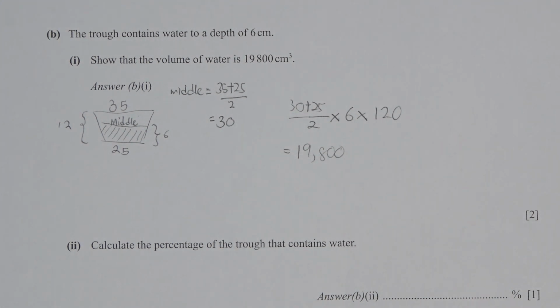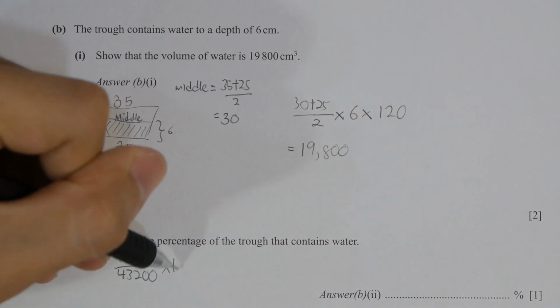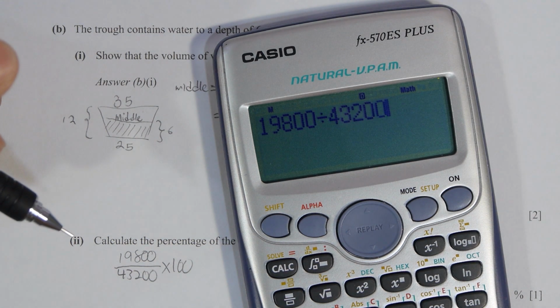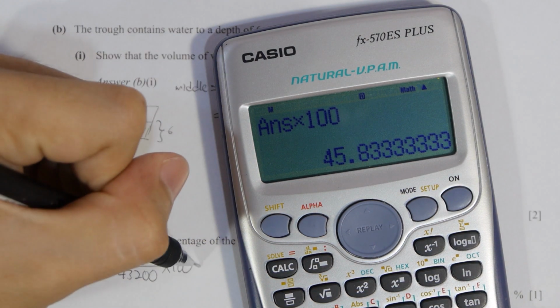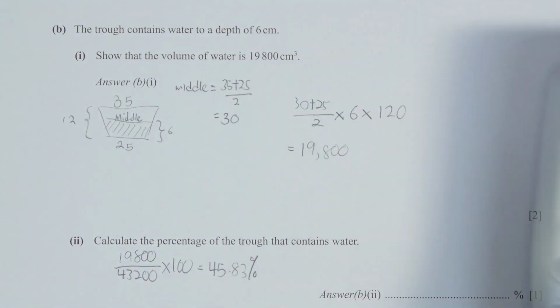So calculate the percentage of the trough that contains water. So just take the information that we've gotten earlier. So 19,800 divided by 43,200, then multiplied by 100%, then we get 45.83%.